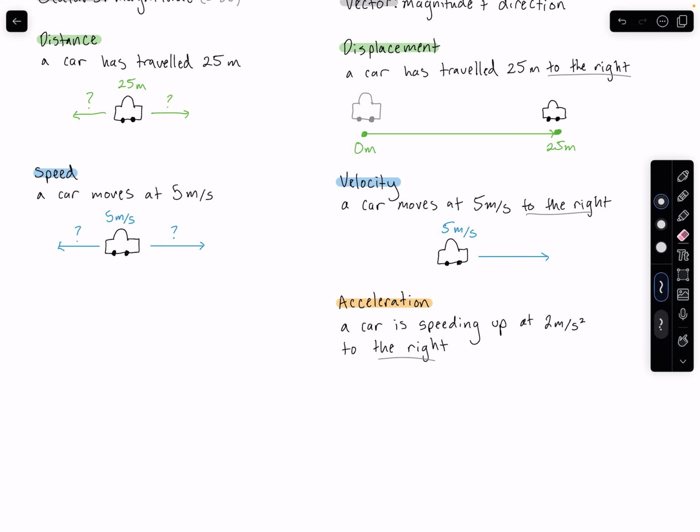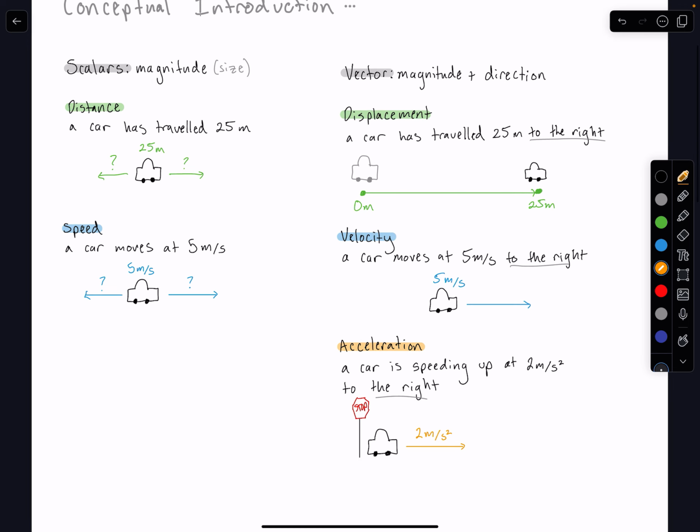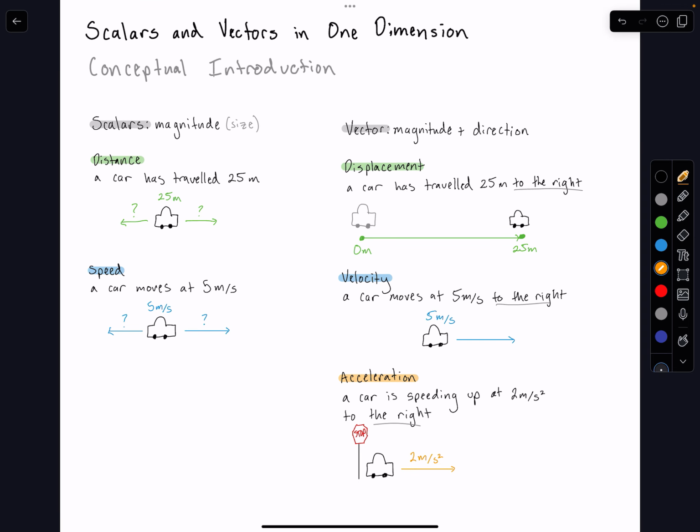So let's say there's a stop sign. So let me draw a stop sign. So we have a stop sign here. It's going to be a funky little stop sign, not really going to look like one. Stop. And because our car is following the law, the car stops at the stop sign. But then the car sees that there's no traffic coming, so the car speeds up. And the car speeds up at a rate, in the context of this problem, at 2 meters per second squared to the right.